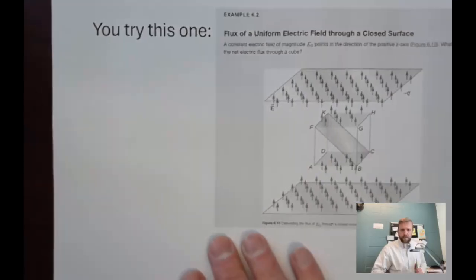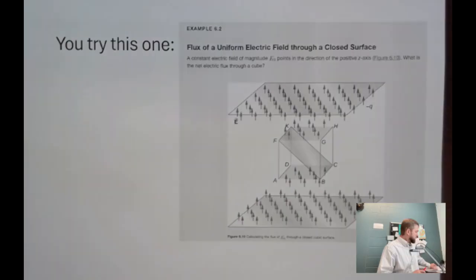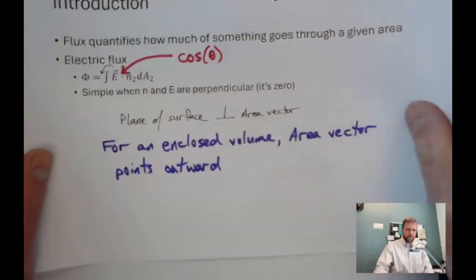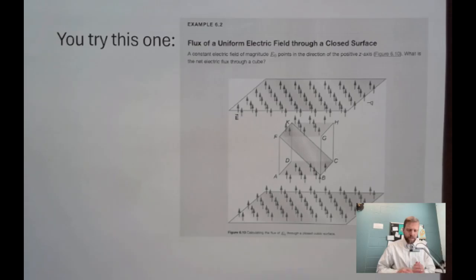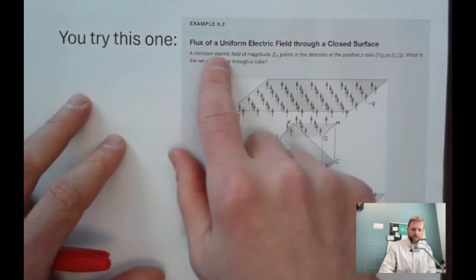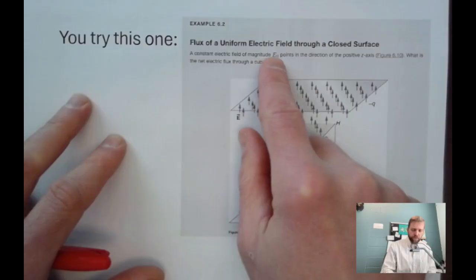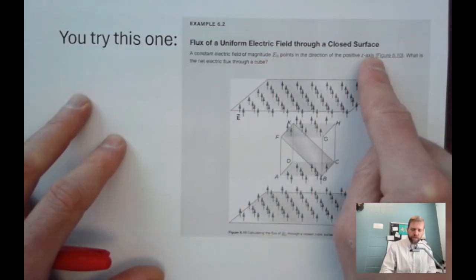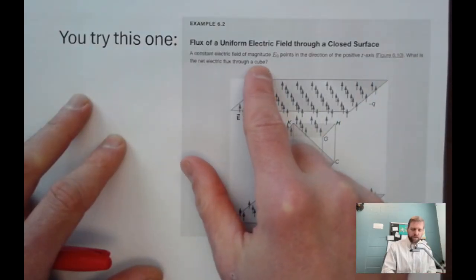All right, so this next one, I want you to try this one. And just as a reminder, let me just go back. For an enclosed volume, the area vector points outward everywhere. Okay, so here you're asked the flux of a uniform electric field through a closed surface. Here's the closed surface, this cube. A constant electric field of magnitude E0 points in the direction of the positive z-axis, so it points up. What is the net electric flux through the cube?